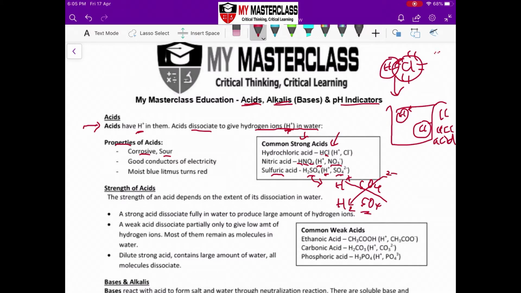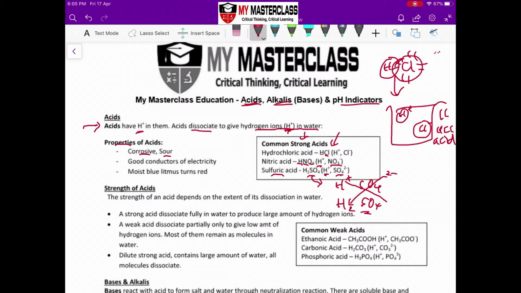A very common example of an acid found in daily life is inside your citrus fruits. Citrus fruits contain citric acid. It is the presence of citric acid in citrus fruits, for example oranges and lemons, that makes the fruits sour. Apart from that, another common example of an acid is ethanoic acid. Ethanoic acid is found in vinegar. If you have tasted vinegar before, it is also sour.